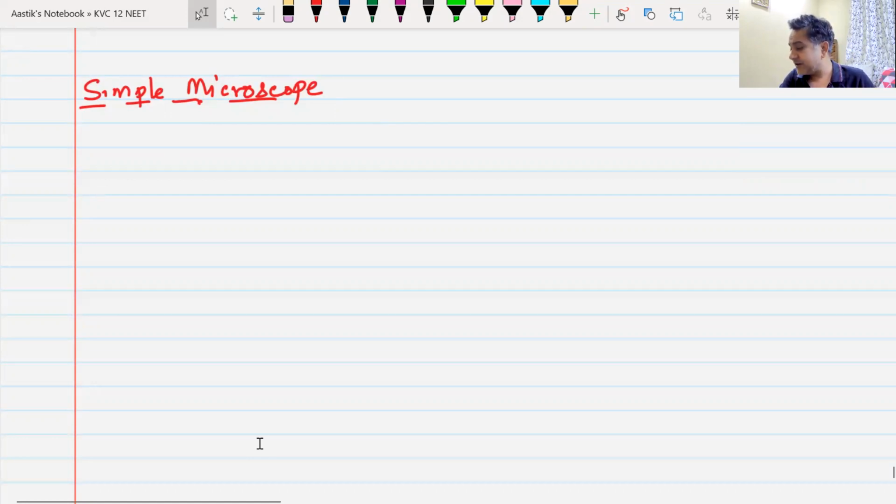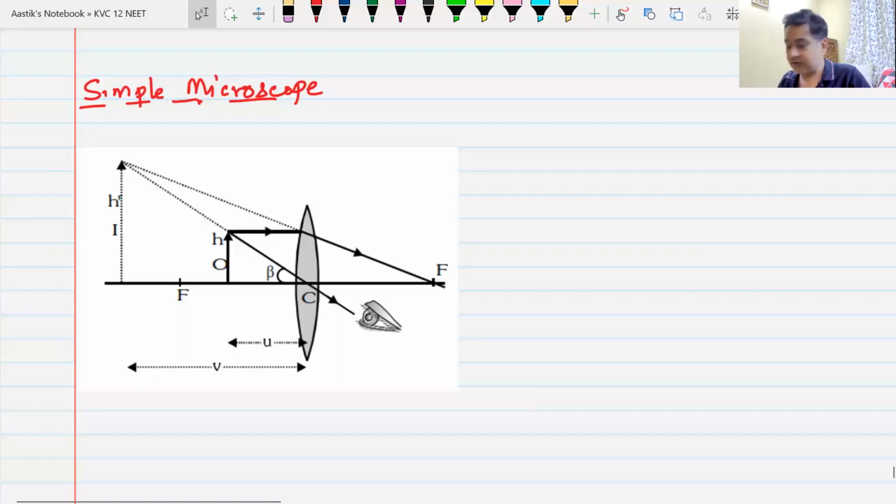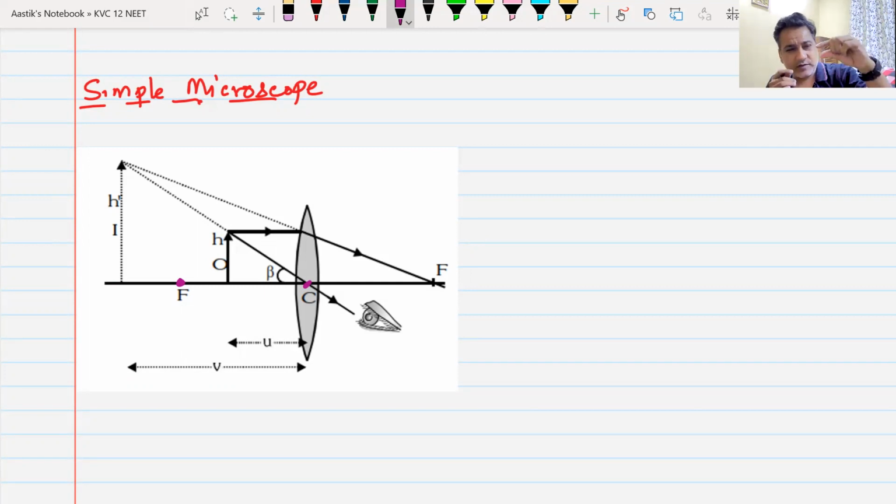You must remember that if the object is placed between the focus, and you can see here is the focus of this convex lens, and the optical center, we'll always get a virtual and enlarged image of that object. That means a smaller object now appears bigger to you. You have enlarged it, you have magnified it. That becomes a simple microscope.